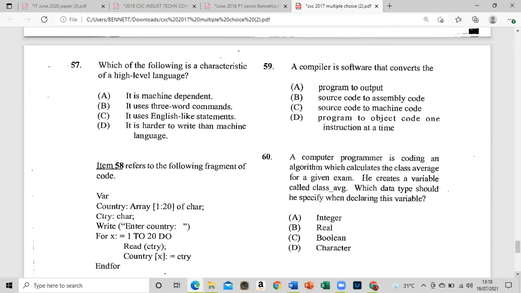Which of the following is a characteristic of a high-level language? Is it A, it is machine dependent? B, it uses 3-word commands? C, it uses English-like statements? Or D, it is harder to write than machine language? It uses English-like statements. So I'll go with C.